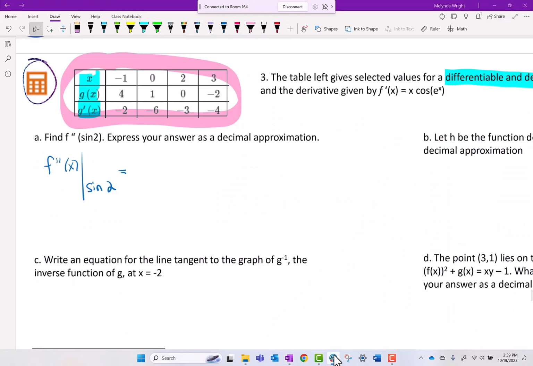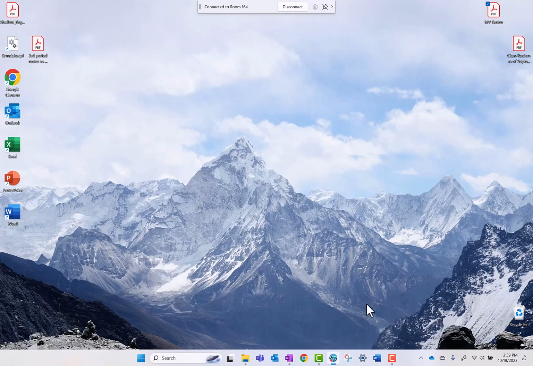I actually, come back, little calculator. I don't know. It's being shy. Come on.